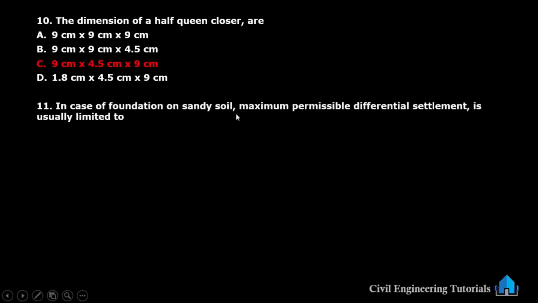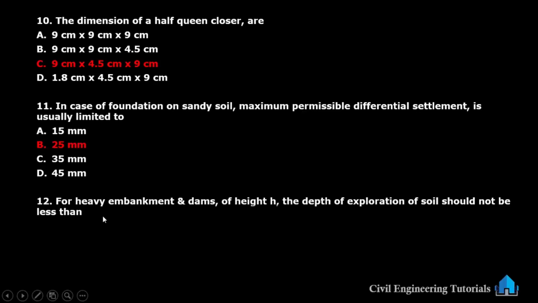Now, in case of foundation on sandy soil, maximum permissible differential settlement is usually limited to option A 15 mm, option B 25 mm, option C 35 mm, option D 45 mm. Now the answer is option B 25 mm.